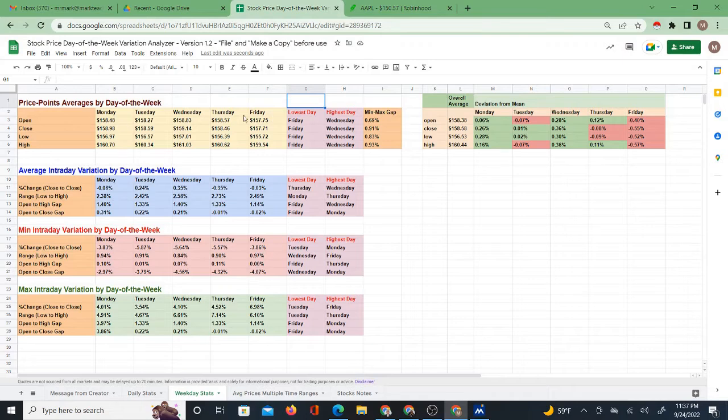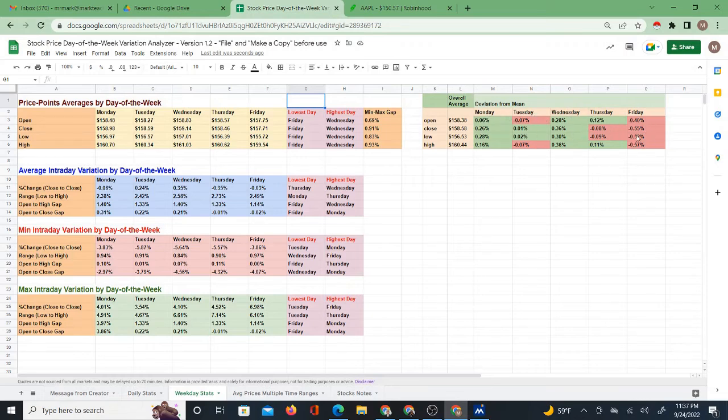Like, for instance, for Apple, we see for all 4 price points that the lowest average is on Friday and the highest average appears to be on Wednesday, right? According to the calculations. And this gives you an idea of how each day of the week compares to the average. And that's what this is.